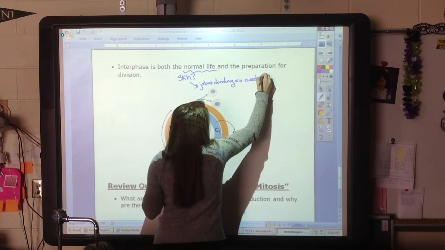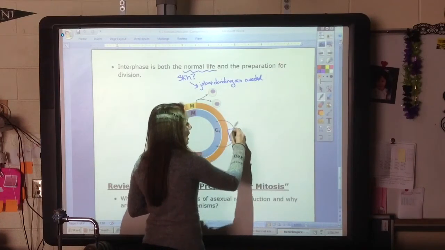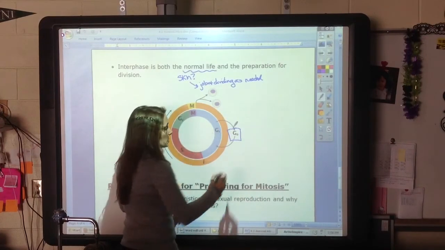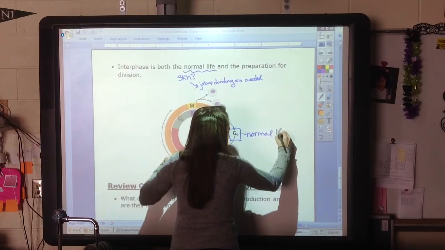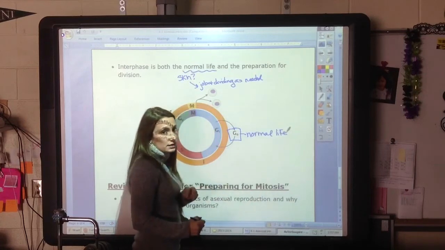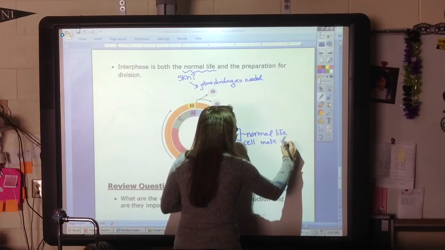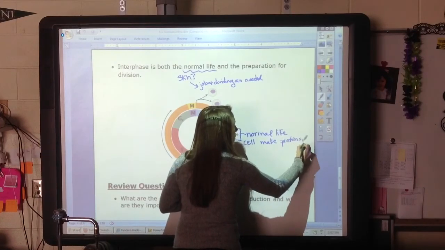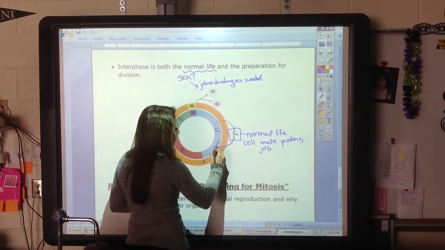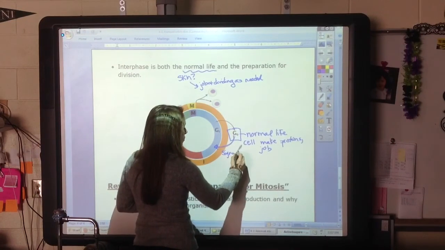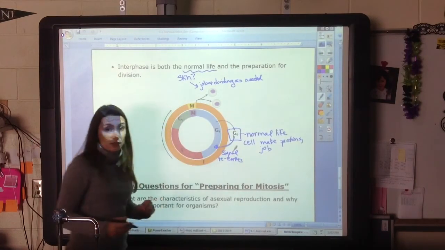So, when we begin to look at the cell cycle, it turns out that we can actually go in and out of the cycle into a stage called G0. And G0 is part of interphase, but it's known as the normal life of the cell. That's when the cell is going to be making proteins and doing its job. And if it receives a signal, it can re-enter. So the signal re-enters the cell into the rest of the division.